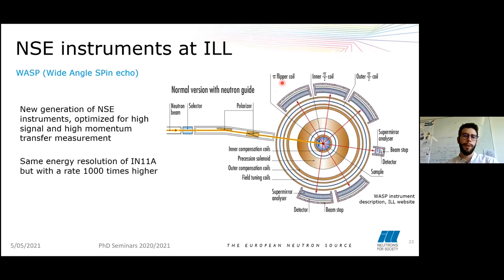Nowadays, there is also WASP, that is a wide-angle spin echo instrument, a new generation neutron spin echo, because in the figure we see clearly that there is not the typical shape of the solenoids, so two branches in between the sample, but it is built with two coils, one up and one down, and it can use a large area detector. With this instrument, we can reach the same energy resolution of IN11A, but with a rate 1,000 times higher.